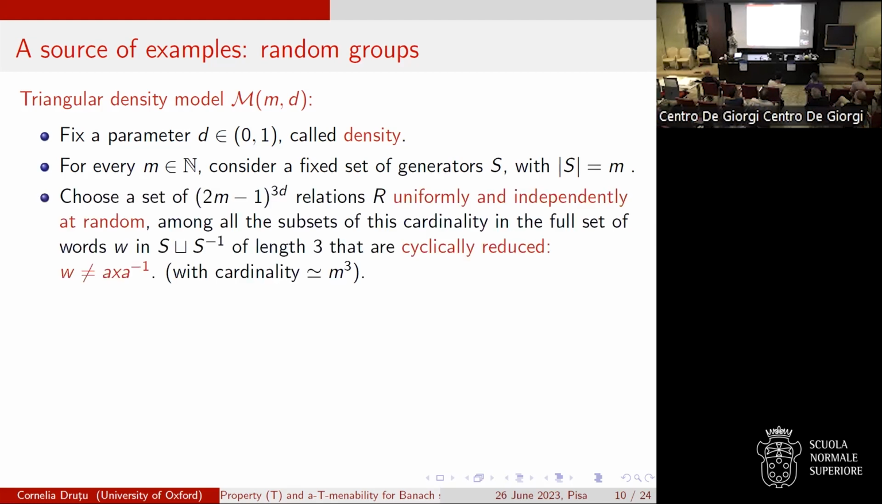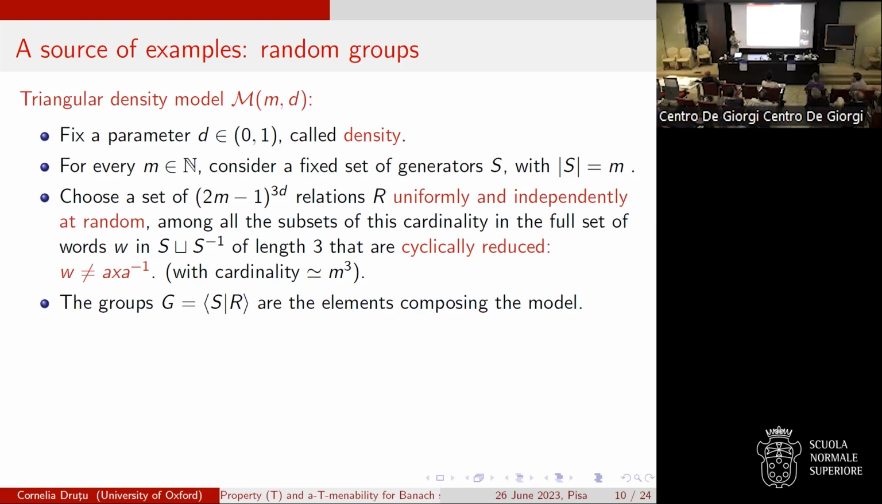And the number of relators of length 3 are essentially of cardinality m cubed. And among all the relators of length 3 in this fixed set of generators, we choose randomly and uniformly a set of relations of this cardinality. So if we consider all the possible relators, it is the power d of all the possible relators. And obviously cyclically reduced.